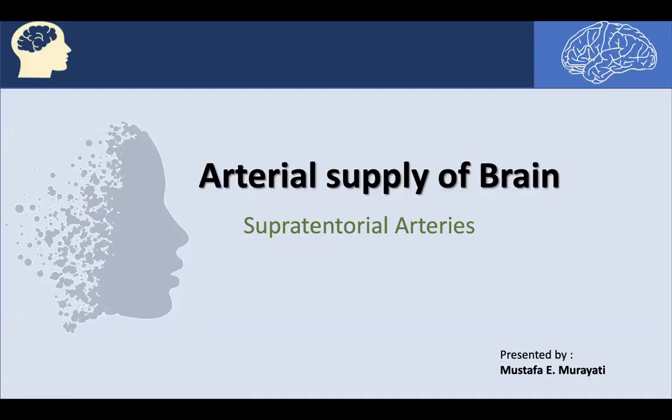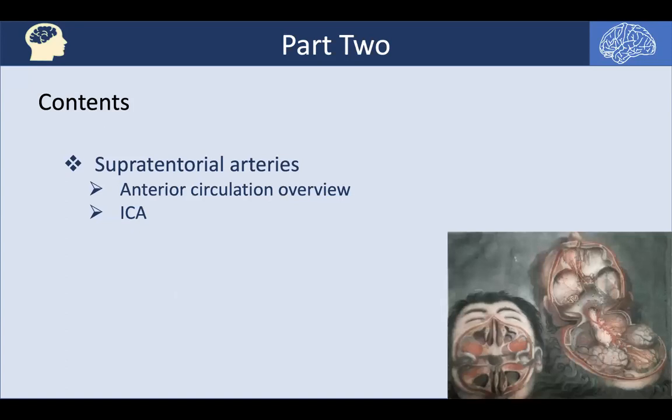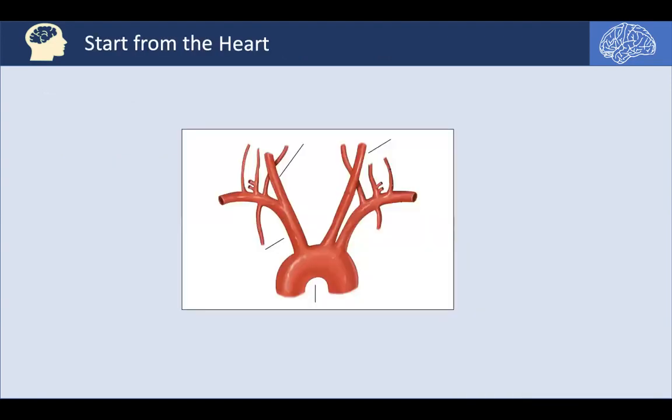Hello everyone, this is Mustafa Marayati and this is the second part of the series on the arterial supply of the brain. In this second part, we are going to talk about the anterior circulation and we will discuss the internal carotid artery. If we are talking about the anterior circulation, we should think about the origin of the blood from the heart, how it comes to the anterior circulation.